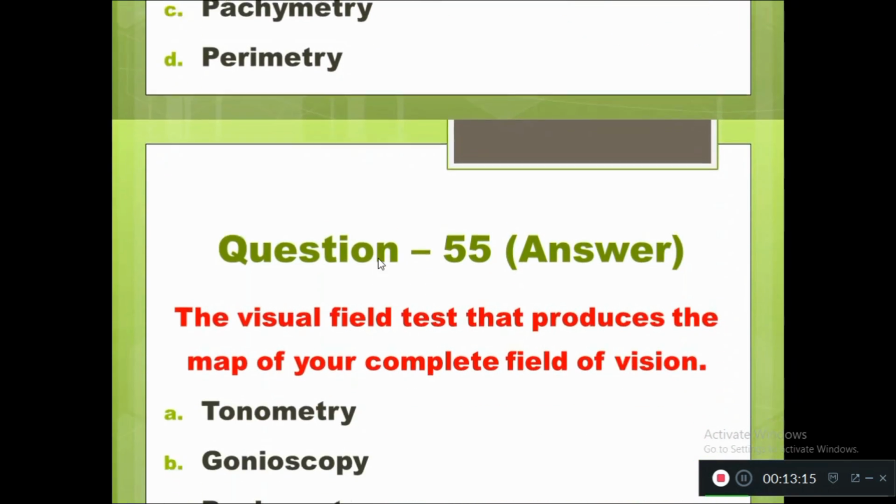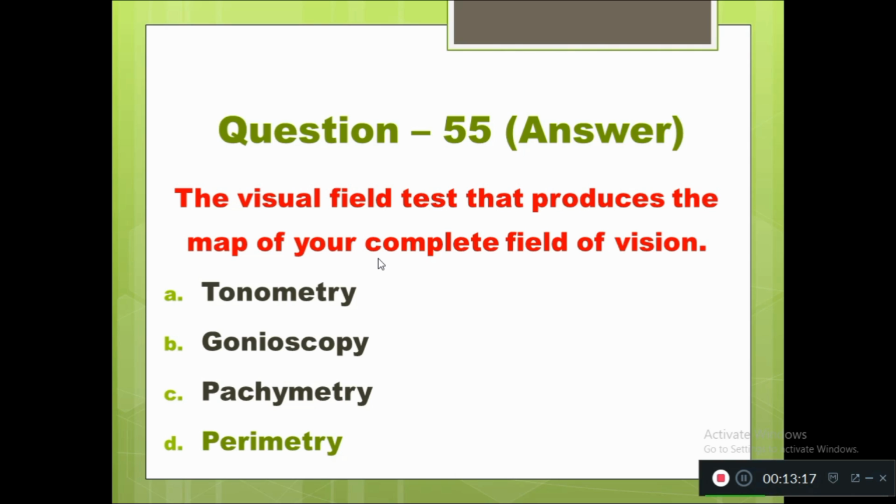You should know what is tonometry. Tonometry is used to check our intraocular pressure. Gonioscope is used to assess the anatomical angle formed between the eyes, that is between cornea and iris. Pachymetry is used to measure the thickness of the cornea of our eyes.